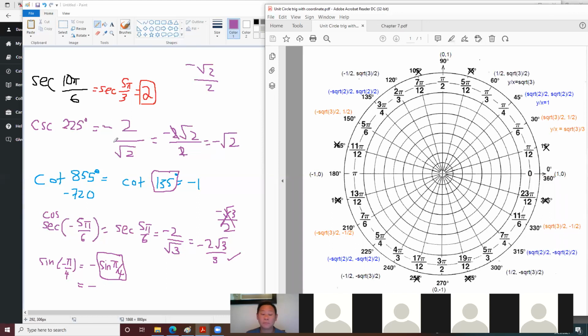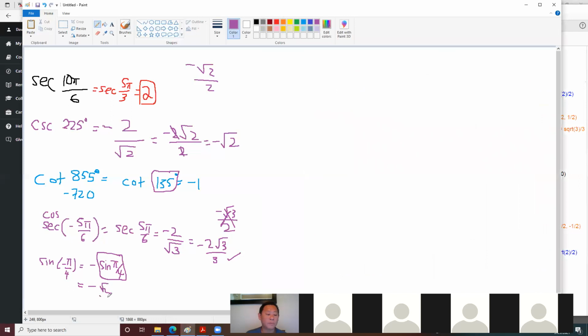Does anyone know what sine pi over 4 is using the unit circle? Pi over 4 will be root 2 over 2, right? So this will be negative root 2 over 2. Make sure you practice this. And if you go more than 360 on the negative side, you add 360 instead of subtracting 360 in this case.